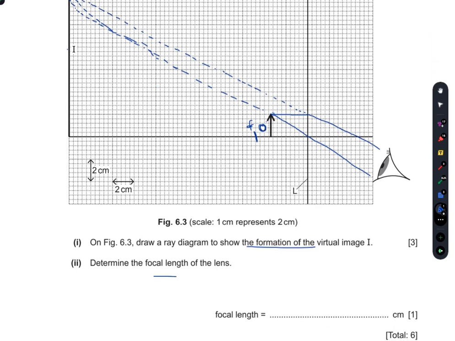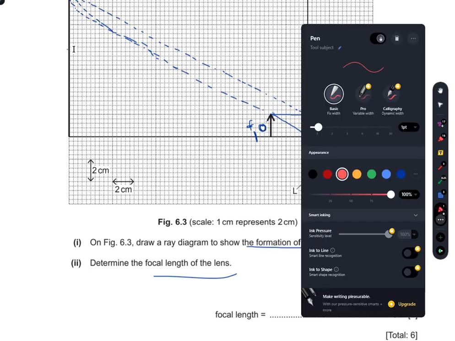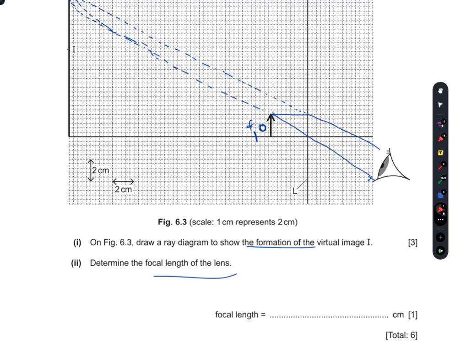Now determine the focal length of the lens. The ray passing through the optical center remains undeviated, so you can ignore this for some time. Then if you check here, the ray parallel to the principal axis passes through this point here. So this must be the focal length of the lens. For this to act as the focal length, you have to take the scale into account.